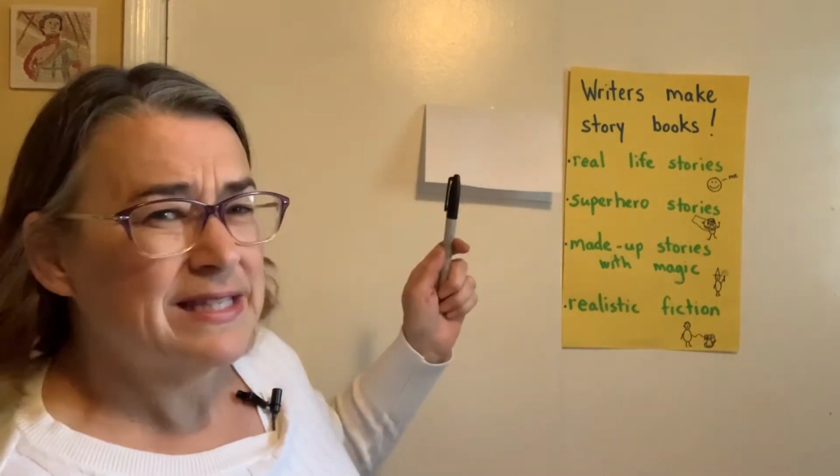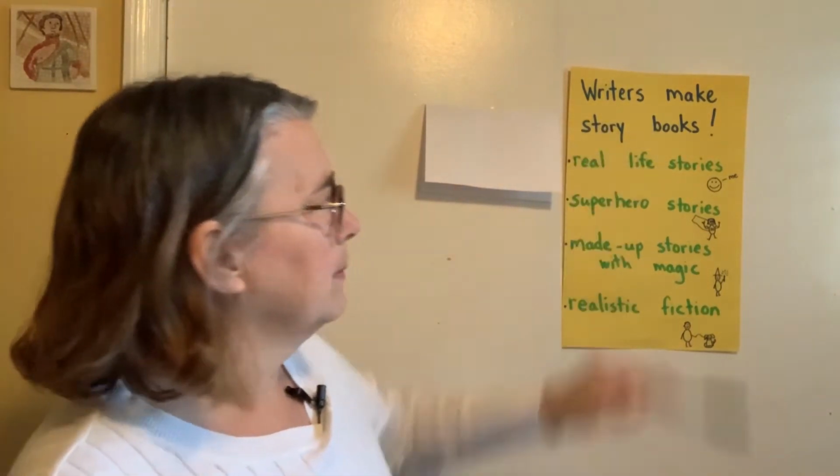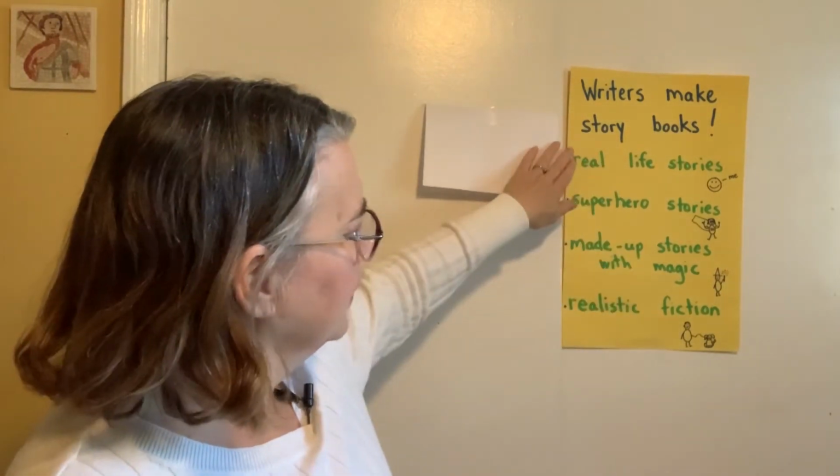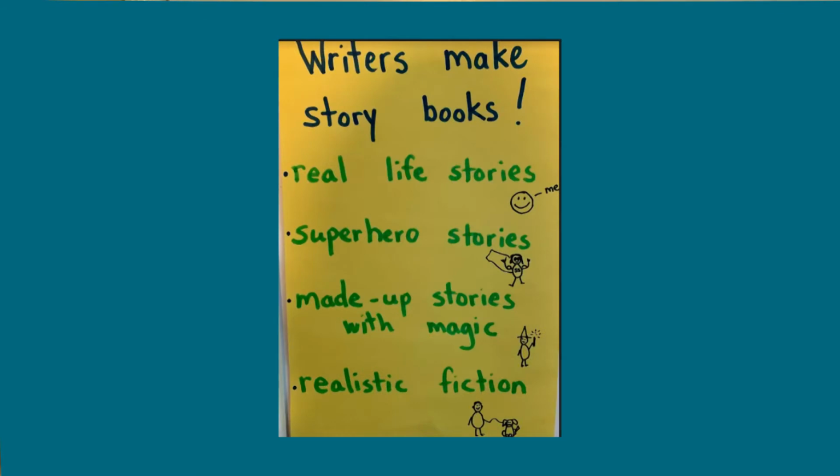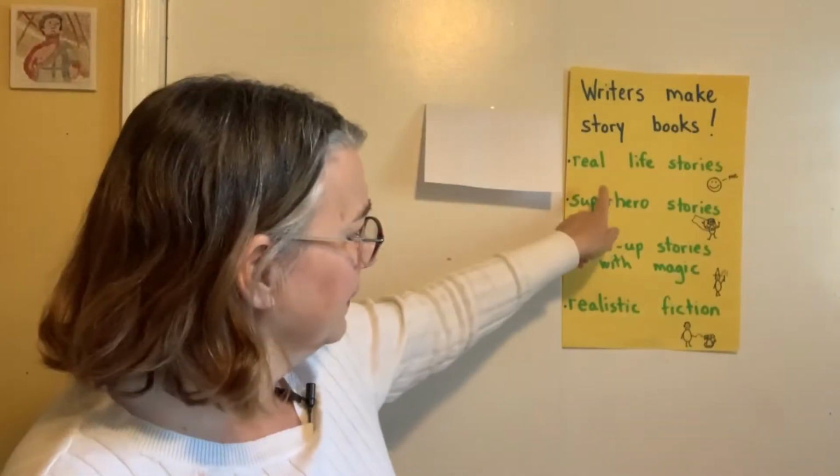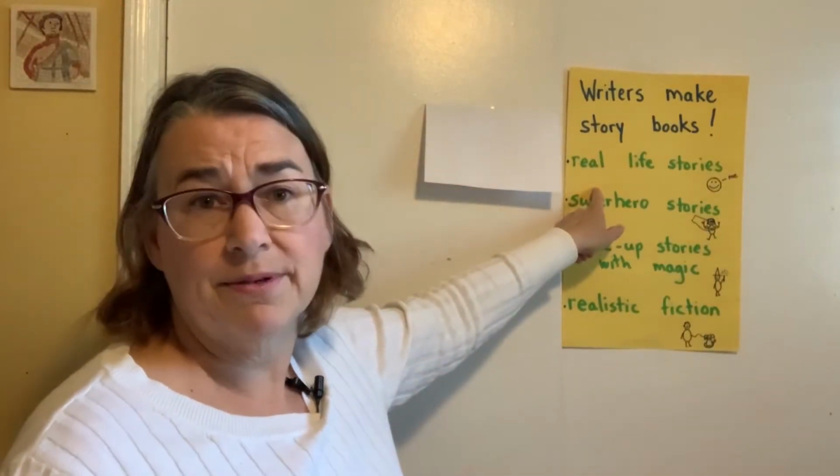So I was thinking, when writers make storybooks, there's a lot of different kinds they can do, right? So there's real life stories. We can make real life stories, like a personal narrative about something that happened to us in real life. It could be something that happened to us or something that happened to someone that we know.